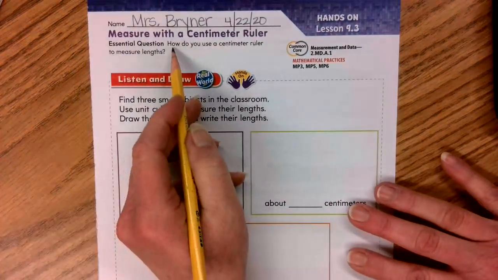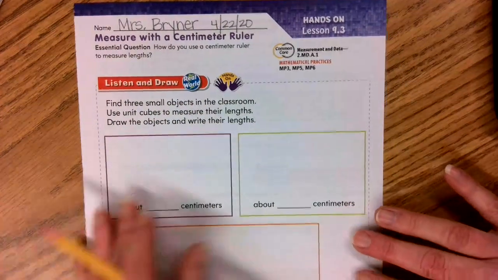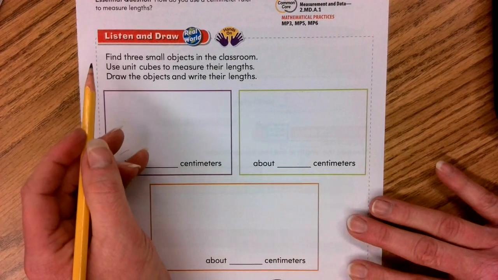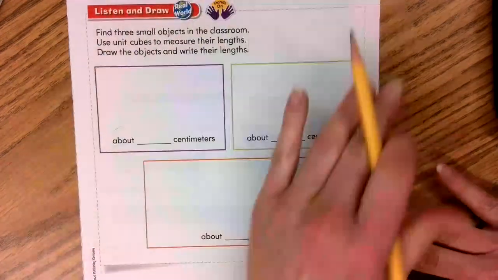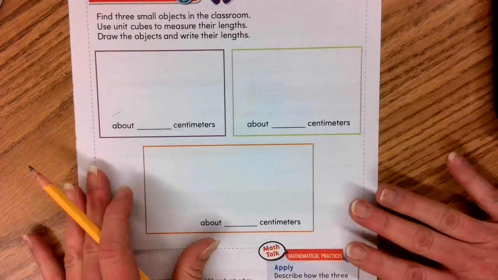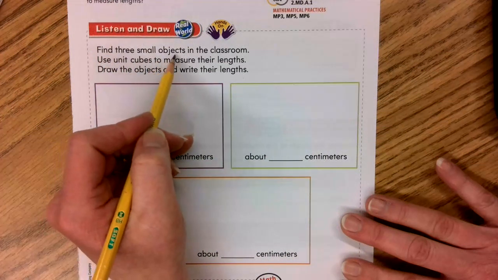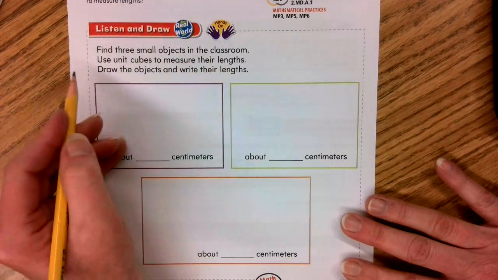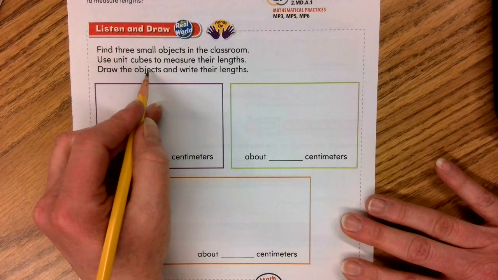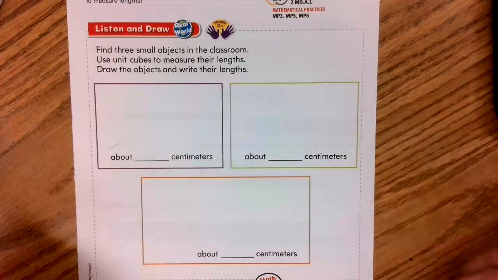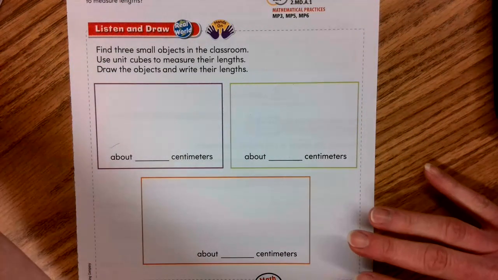Today we're talking about how we use a centimeter ruler to measure lengths. Let's look at the listen and draw first. I'm just going to do this with you, so you're going to copy down what I do. It says find 3 small objects in the classroom. Use unit cubes to measure their lengths. Draw the objects and write their lengths. Now I know you don't have unit cubes at home, so that's why we're going to do it together.